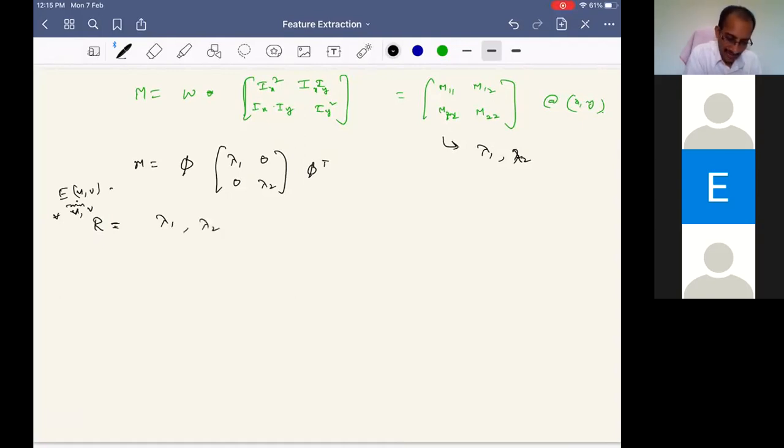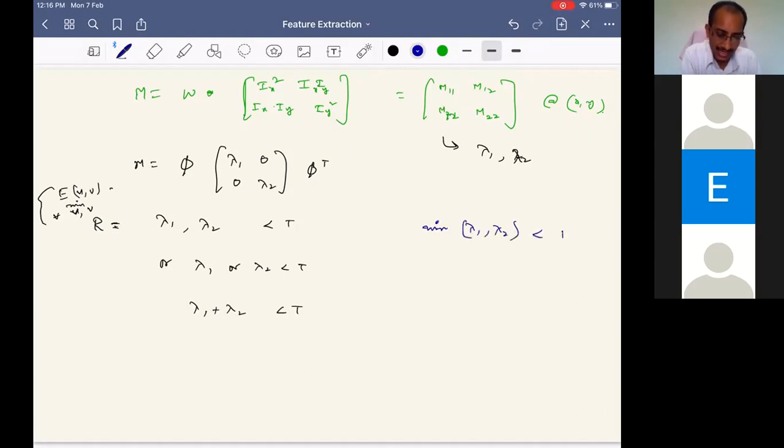Both lambda 1 and lambda 2 have to be less than a threshold, or lambda 1 or lambda 2 is less than a threshold, or lambda 1 plus lambda 2 is less than a threshold, or how should I formulate it? How should I calculate the same thing based on lambda 1 and lambda 2? The optimization problem from E of u comma v now needs to be translated to lambda 1, lambda 2. That is the idea. So how do we do that? Minimum of lambda 1 and lambda 2. Yeah, very good. Minimum of lambda 1 comma lambda 2 has to be less than a threshold.